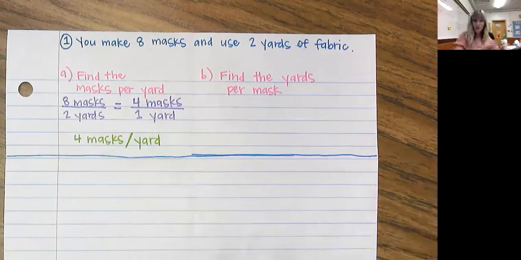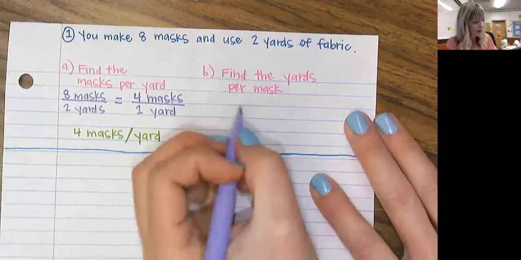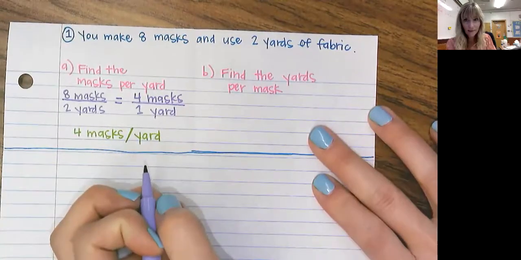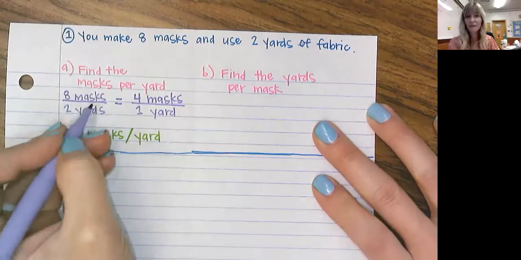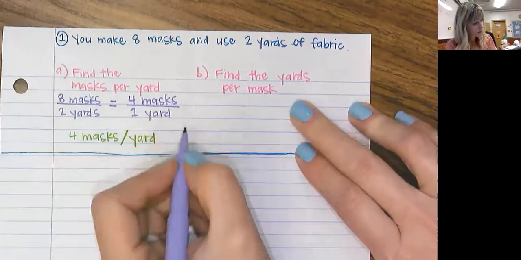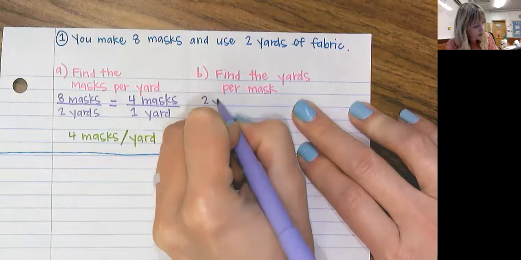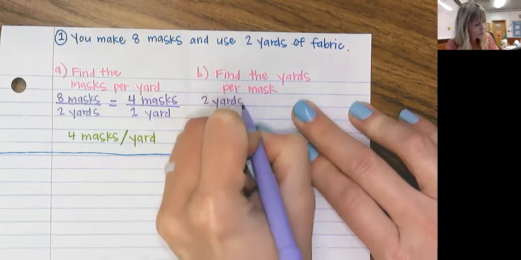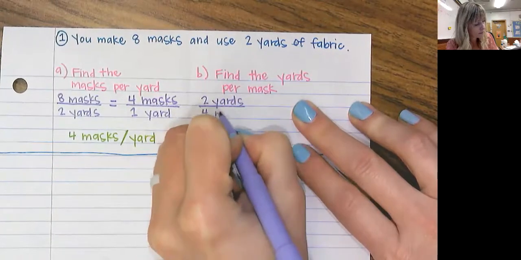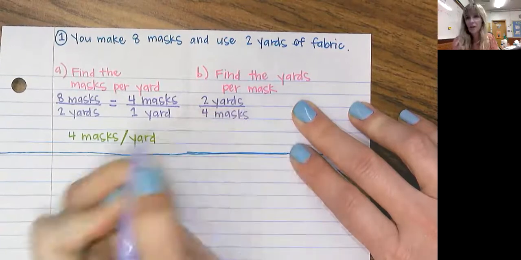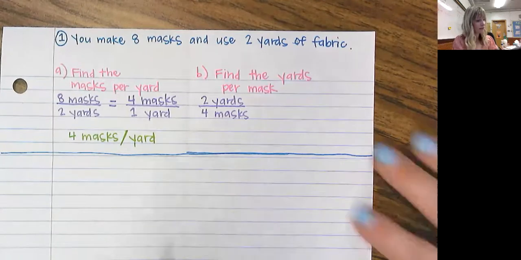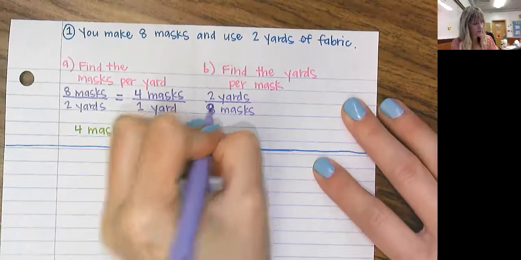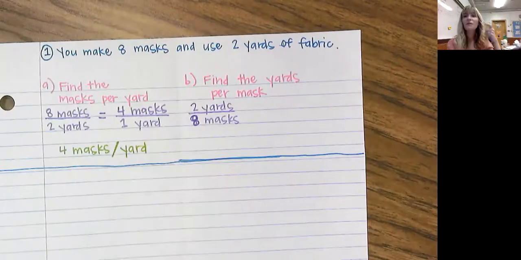Now, when I switch the wording over here, here's what we've got. Find the yards per mask. If they change that, that means my rate from the start needs to change. So I'm going to do 2 yards over 4 masks. And some of you might say, oh, Miss McGowan, that doesn't change anything. Does it change anything? Oh, absolutely it does. It changes things, first of all, because I wrote the wrong number. That's 8 masks. 2 yards for 8 masks.